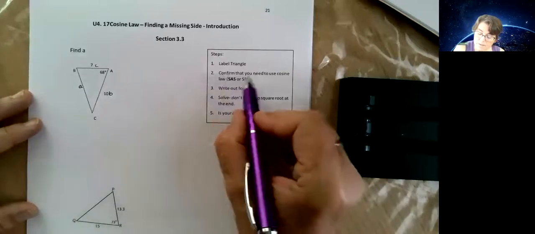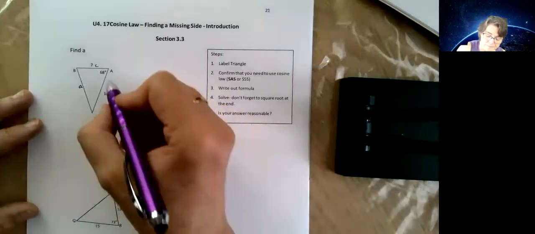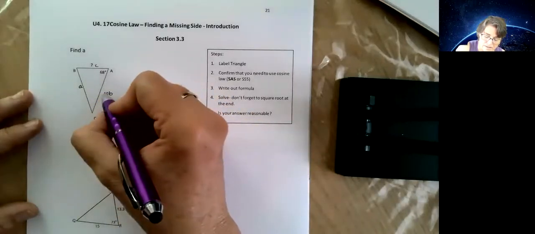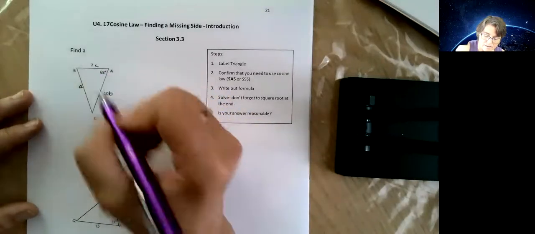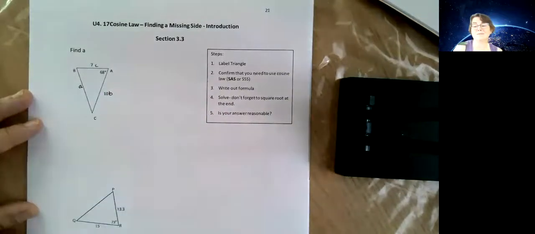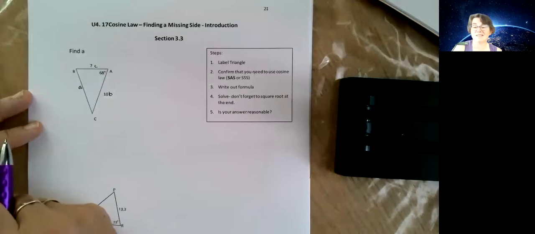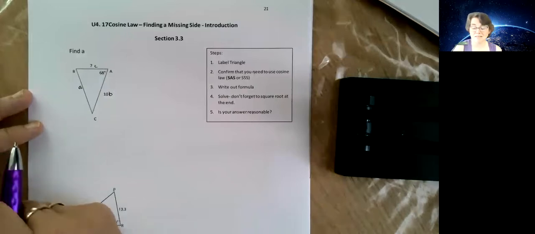Okay, confirm that you need to use the cosine law. So is it SAS or triple side? Well, I've got a side, an angle, and a side. So it is an angle sandwich. I'm sorry, this was the first year I ever read that when I was doing some research, and I think that's just brilliant. So I love it. So I got an angle sandwich.